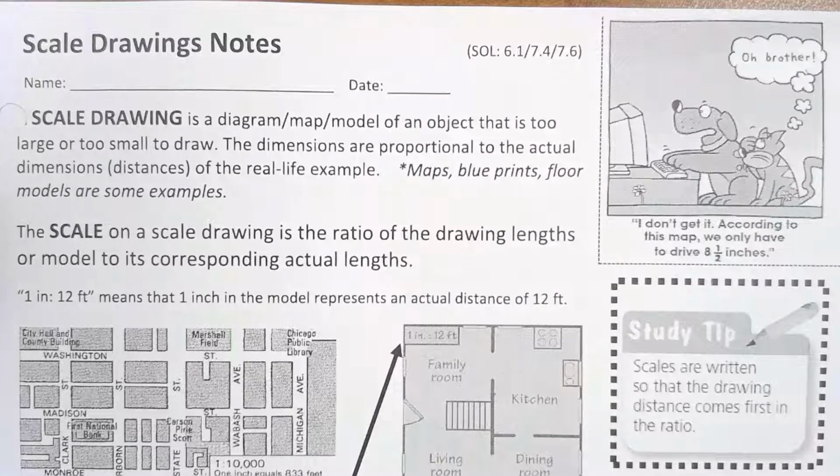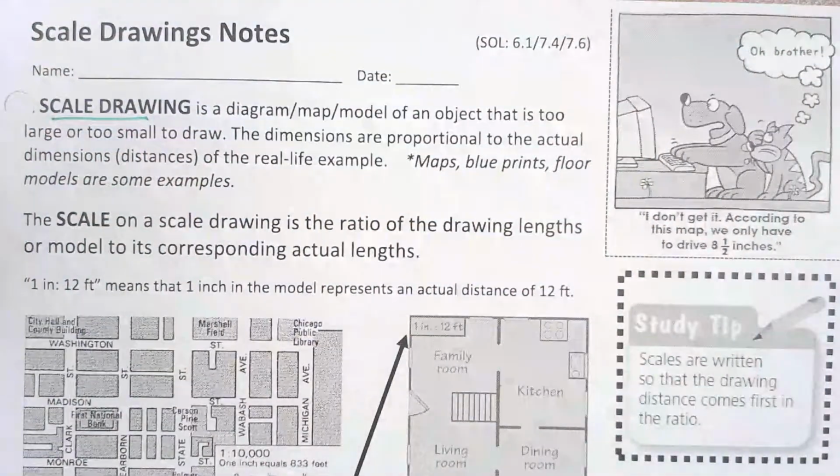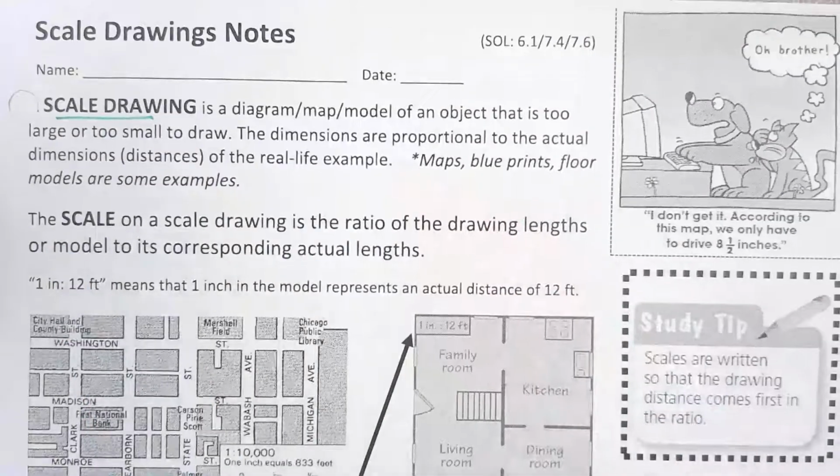Hello, today we are going to be talking about scale drawings. So a scale drawing is a diagram or map or model of an object that is too large or too small to draw. The dimensions are proportional to the actual dimensions of the real life example. So some examples could be maps, blueprints, floor models, and some other things.